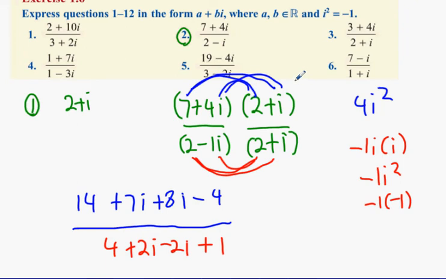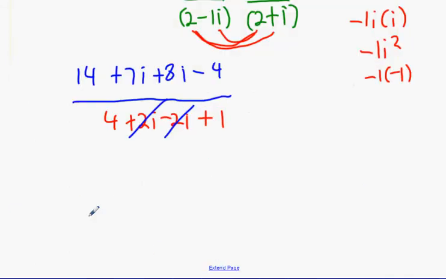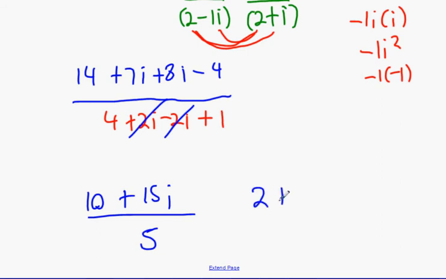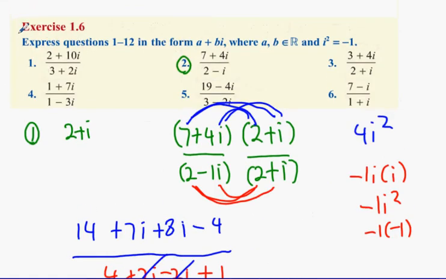Every single one of these questions, this will happen. The middle part of the bottom will cancel each other out. Do you see that? So 2i minus 2i cancels. So 4 plus 1 is 5. On the top, 14 minus 4 is 10. 7i plus 8i is 15i. Now, are 10 and 15i divisible by 5? 10 divided by 5 is 2. 15i divided by 5 is 3i. That is the answer.